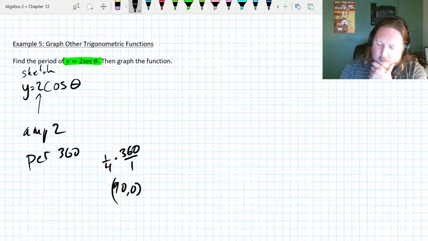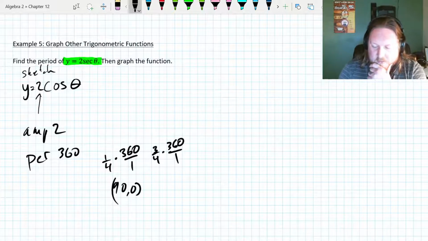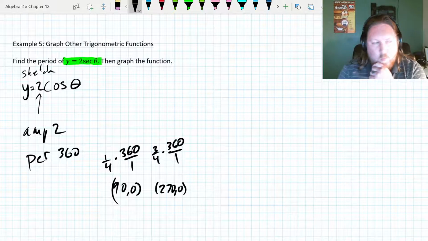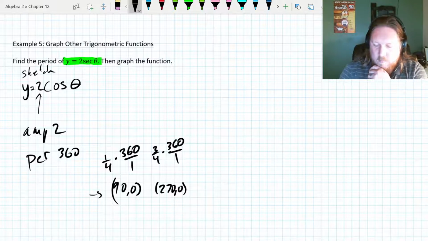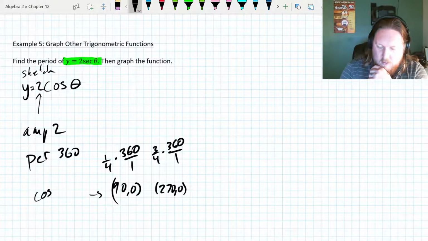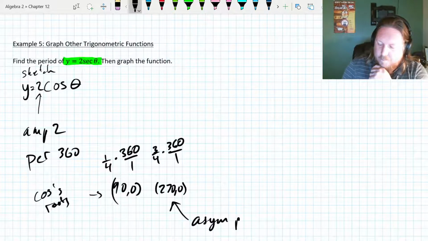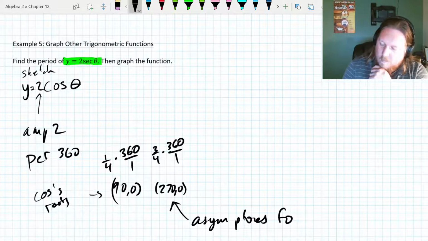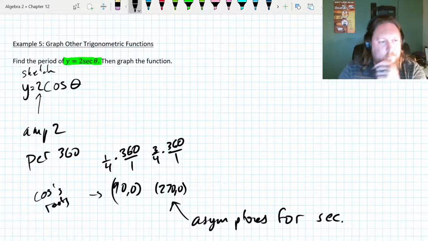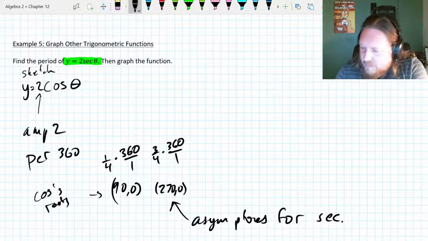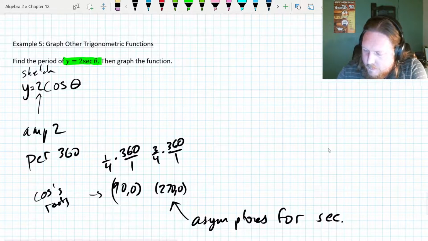I'll write that up here. 3/4 times 360 over 1. Well, that's just going to be 270 comma 0. So these things, the zeros for cosine, cosine's roots, are now the asymptotes for the secant. Okay, let's do a little sketch here.